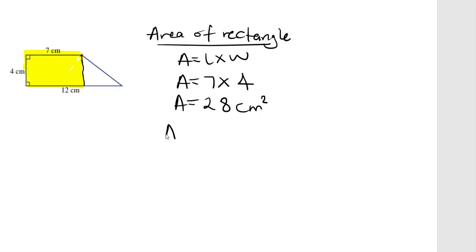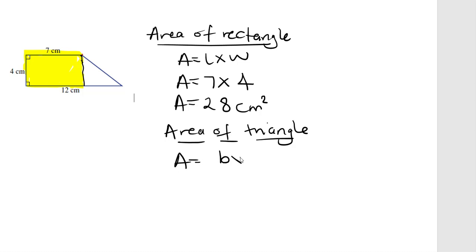So I'm going to get it ready. Area of triangle. Area is equal to base times height divided by 2, or half base times height. Okay, that is the area of a triangle. So I need a base and a height.